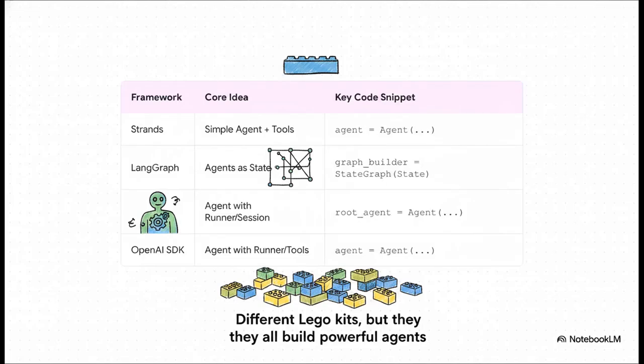Okay, let's just pull all of that together for a second. This table is the perfect aha moment. You've got Strands up top, simple agent plus tools, easy. Then there's LangGraph, for when you need to model your agent like a state machine for complex flows. And then at the bottom, look at that. You can see the pattern so clearly. Both Google and OpenAI have landed on this very powerful agent runner architecture. They are absolutely different Lego kits, but at the end of the day, they all build powerful agents.